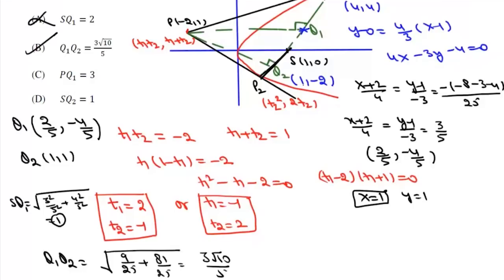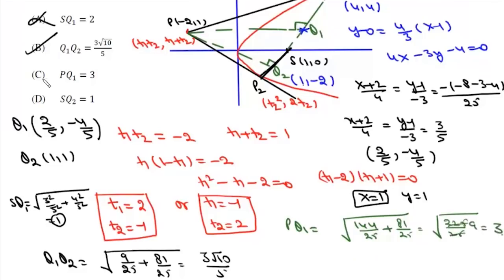Now if we look at PQ1. PQ1 will be 2 by 5 plus 2, so there will be 12 by 5 whole square, 144 by 25, plus 1 plus 4 by 5, and there will be 81 upon 25, and it will be 225 upon 25, which is 9. So this value is simply 3. So that means this option C is also correct.